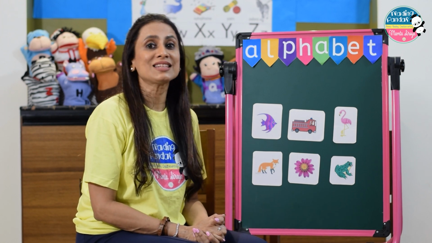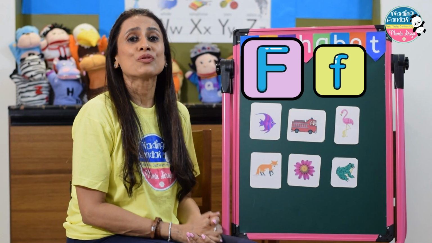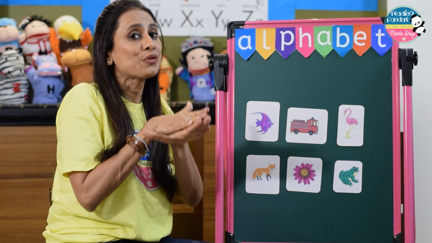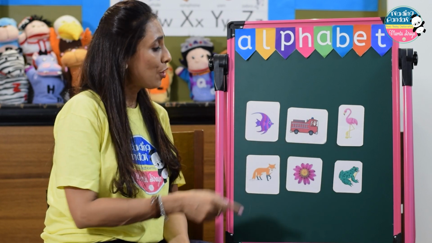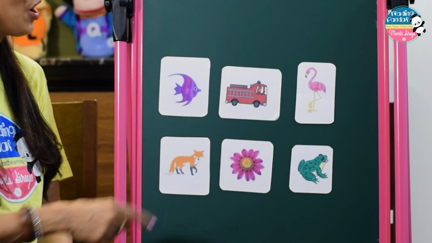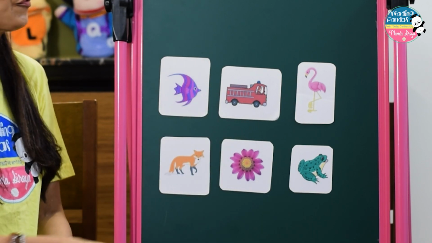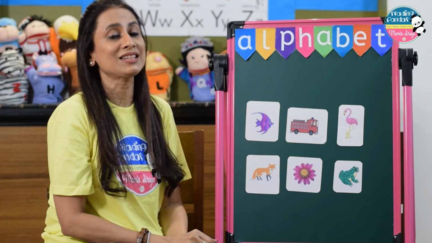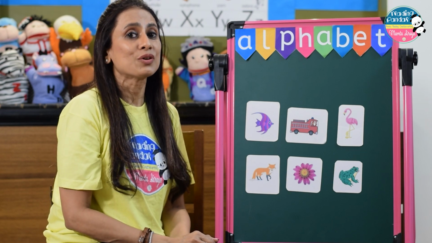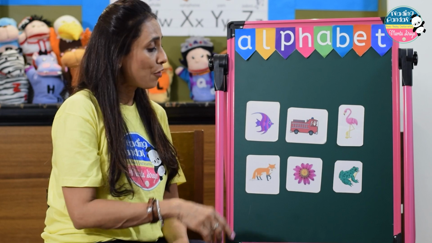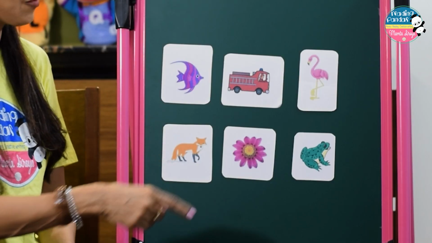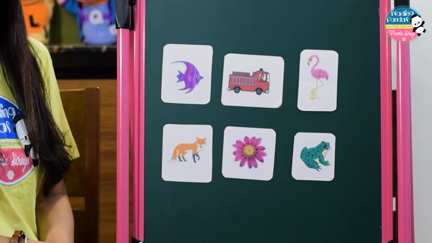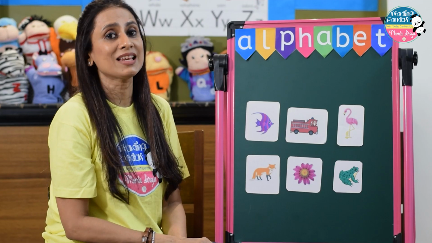I am the letter F. I am the letter F. F for fish and F for fireman. F for flamingo. I am the letter F. F for fox and F for flower. F for frog. They all say F. I am the letter F.